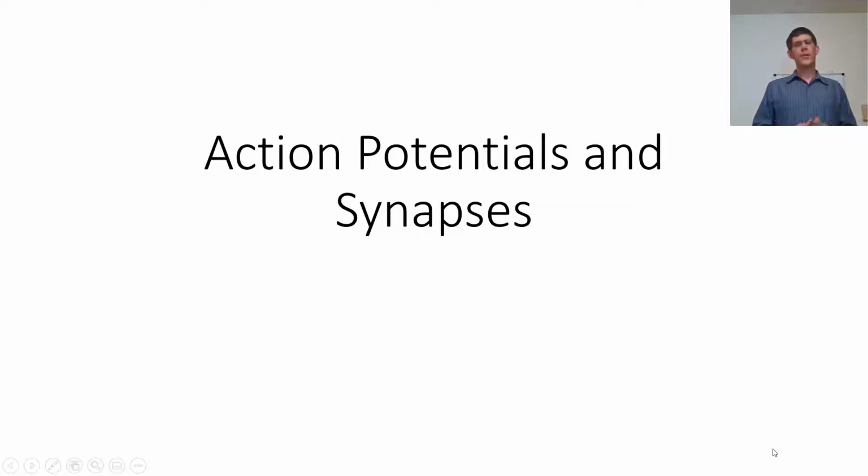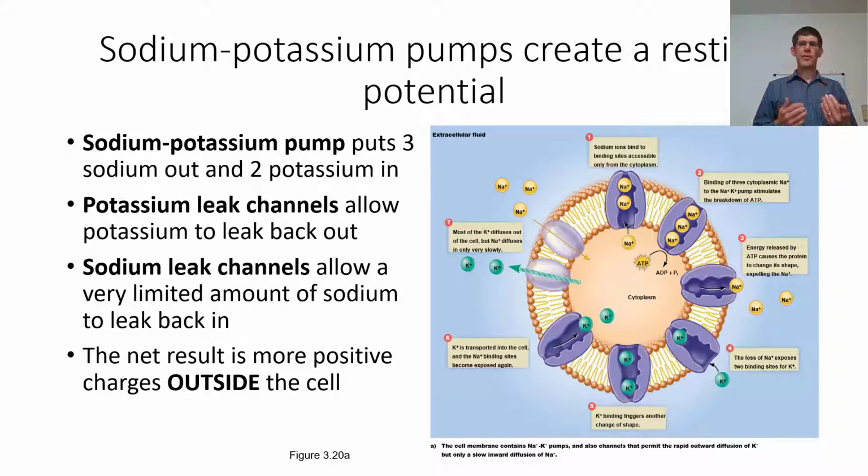Nerve impulses. Let's talk about action potentials and synapses. So we're going to start here with what is called a resting potential. This is where you are creating a potential across the cell membrane. We're calling this an electrochemical gradient because it has an electric component and a chemical component.